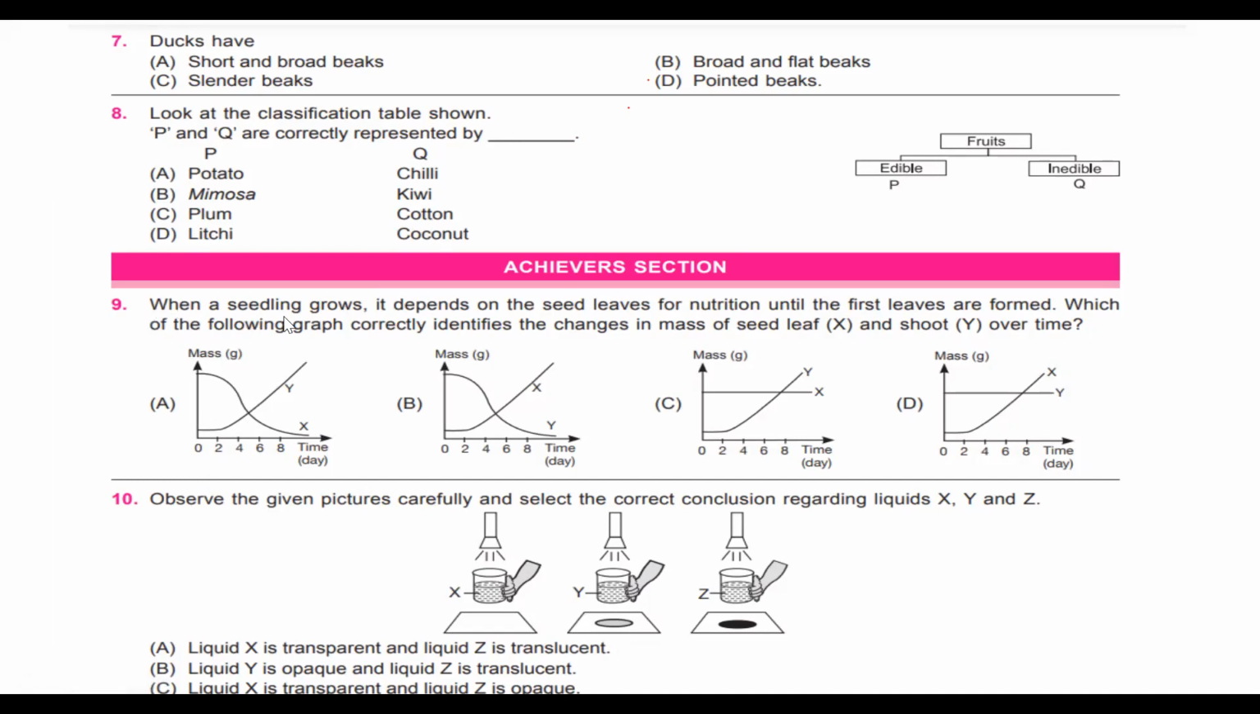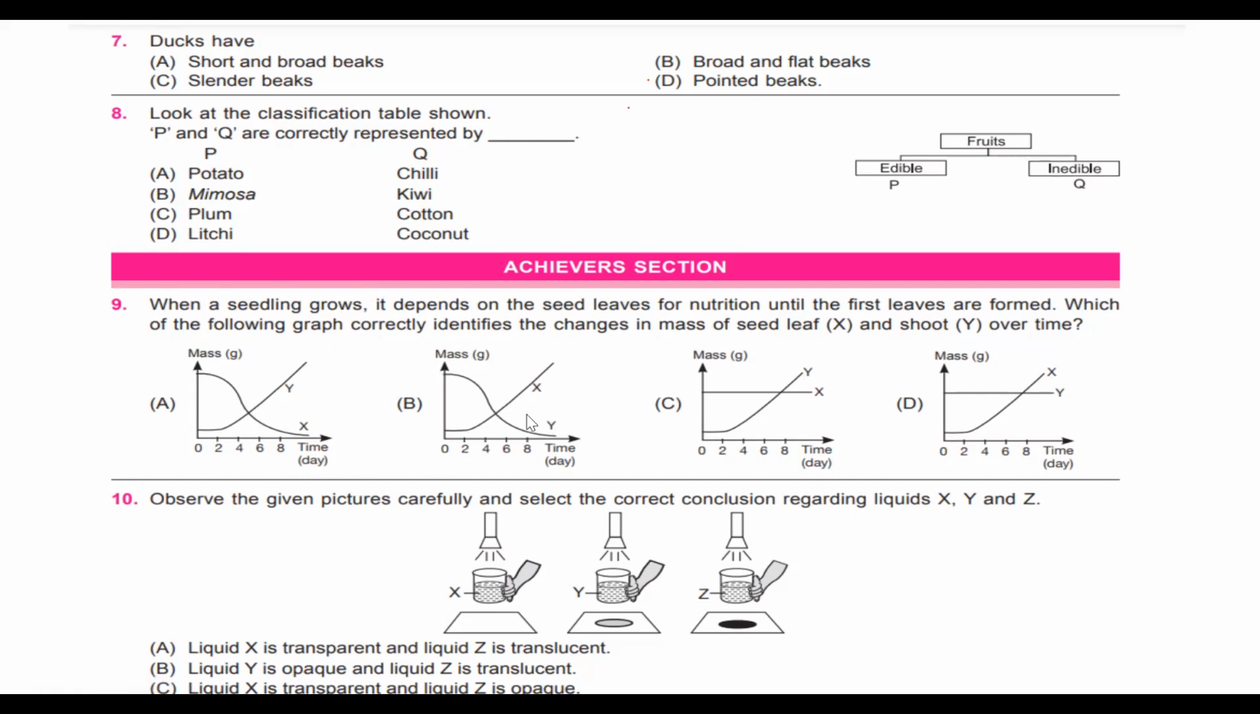Why? Because when a seed grows, it is very small when we put it down, right? As it grows, depending on the nutrition, and when the first leaves are formed, what is the shoot? The portion above the ground is called the shoot. Then the Y, the portion above the ground, will go up and the seed leaf will become slow. Day by day it will go on vanishing and the shoot will go up. So Y is up, X is down. The seed leaf is down and the shoot is up. So A is the correct answer.